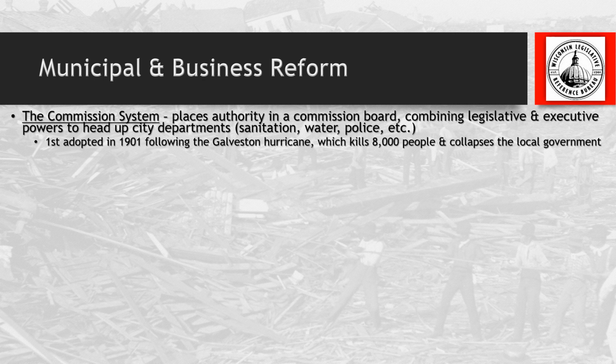And this particular version of city politics is actually adopted in 1901 after the Galveston hurricane that happens here in Texas. And this was a massive natural disaster that occurs. More than 8,000 people are killed, and the hurricane is so intense and there's such a lack of preparation for it that it ends up completely collapsing the local government. The people who are in charge are basically like chickens running around with their heads cut off. There's not really any direction. There's not a plan in place, and there's no contingency for this.